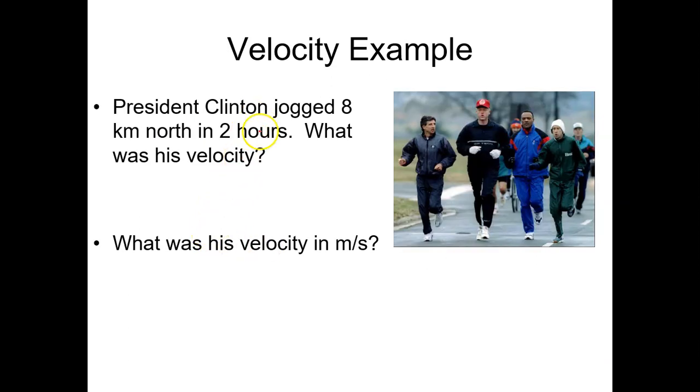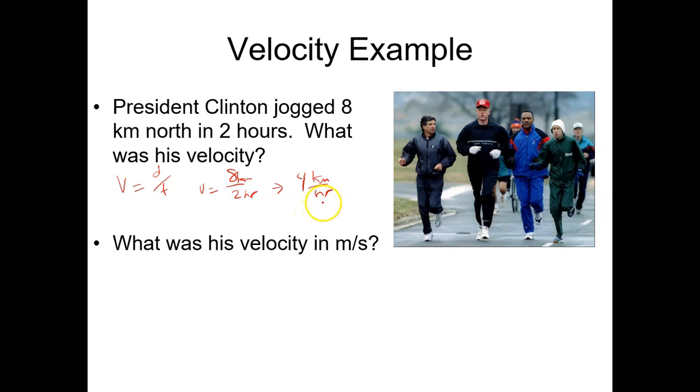So now we have President Clinton. He used to be a big jogger, so I used a picture of him. So I said President Clinton jogged 8 kilometers north in 2 hours. What was his velocity? So again, velocity equals distance over time. Velocity equals 8 kilometers over 2 hours, which will give us 4 kilometers per hour.